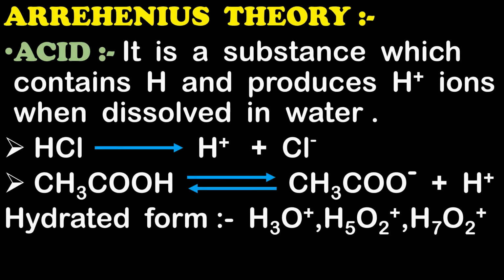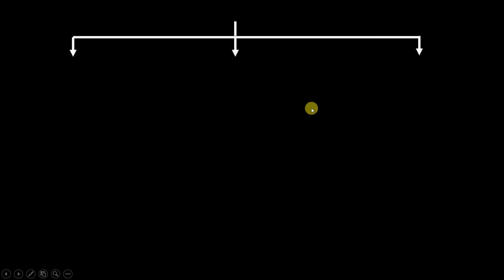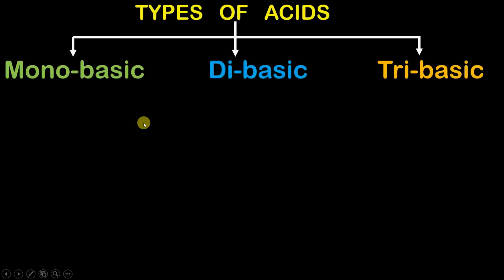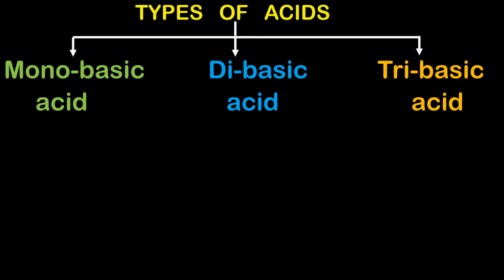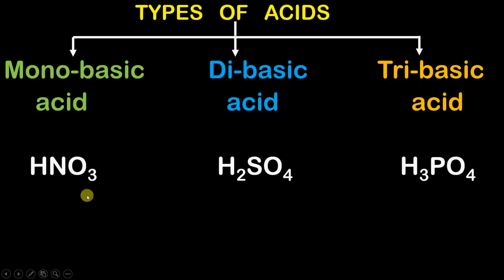Now on the basis of this, we have three different types of acids: the monobasic acid, the dibasic acid, and the tribasic acid. Now what are these different types? First of all, the monobasic acid is nothing but an acid which gives out one H plus ion after dissociation. For example, if you consider a molecule of HNO3, when HNO3 is dissolved in water, it is going to get dissociated, and after getting dissociated, it is going to give us one H plus ion.